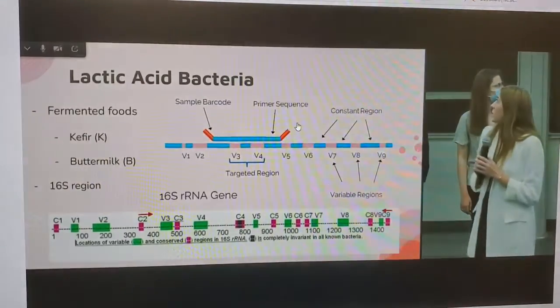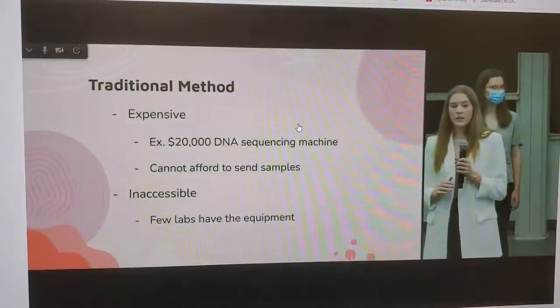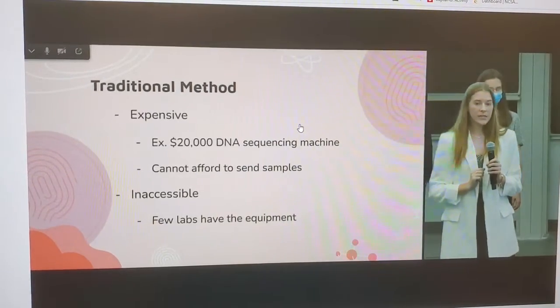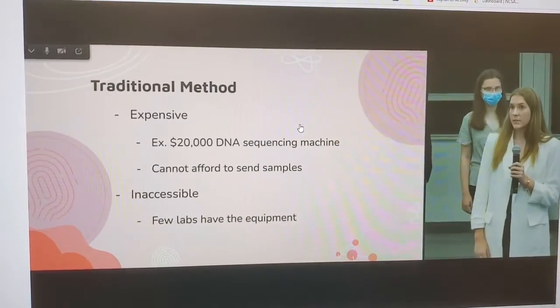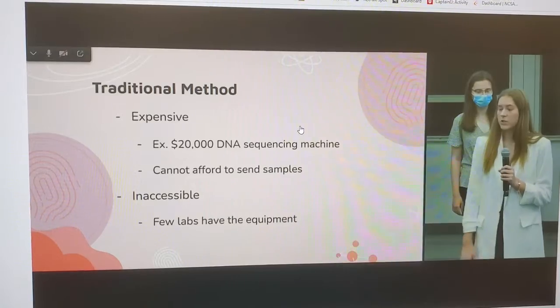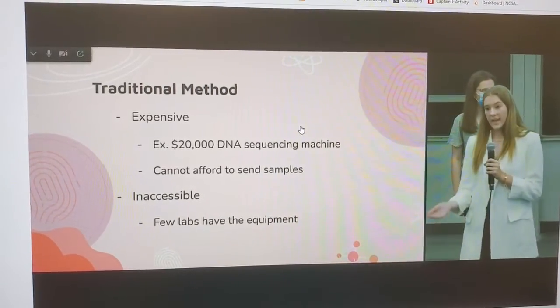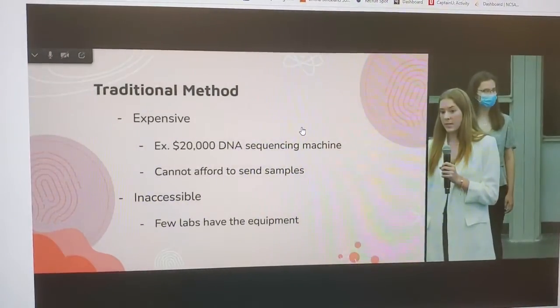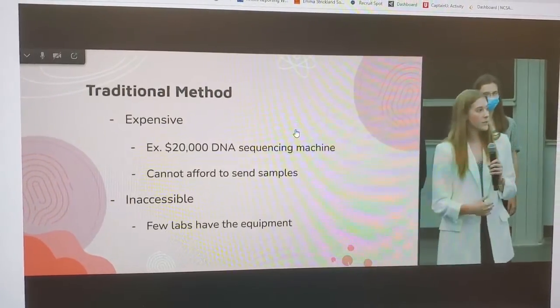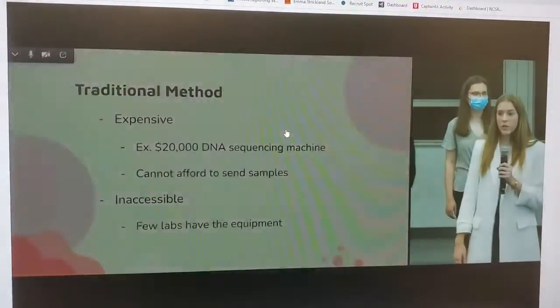So the typical method for identifying DNA sequencing is very inconvenient for most labs. DNA sequencing machines can cost $20,000, so most labs don't have one or can't get access to one because even sending in samples can be expensive. So these inconvenient methods lead us into the goal of our research.